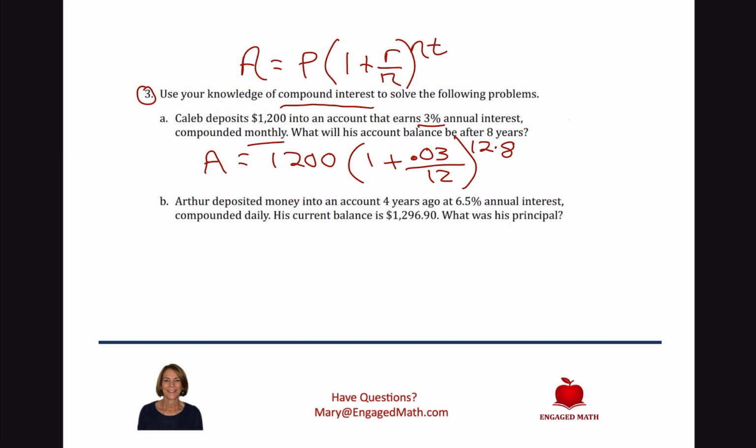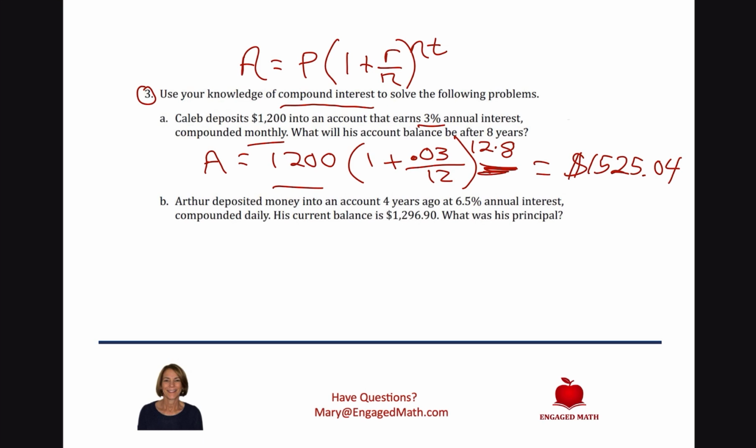So now you can just type into your calculator 1,200 times parentheses 1 plus 0.03 divided by 12 parentheses raised to the 12 times 8 or 96th power. And when you get that, you should have a final answer of $1,525.04. Okay, now keep in mind that's how much you have in the account after 8 years. So you've earned approximately $325.04 in interest, which isn't bad.